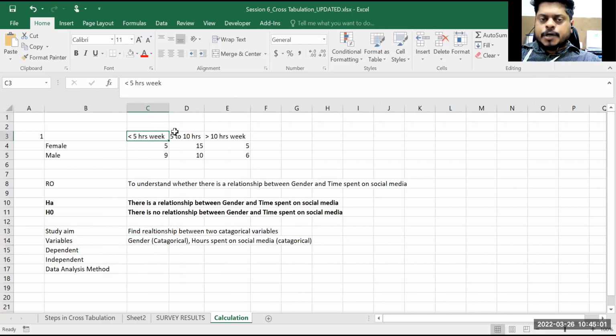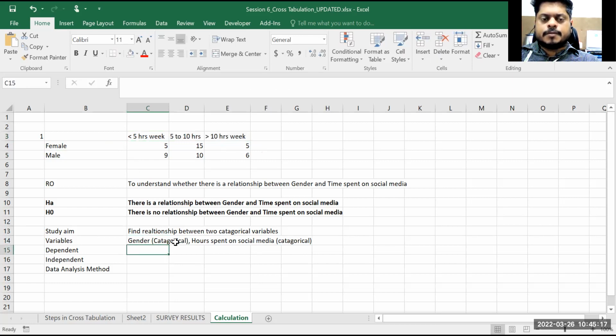So how you know categorical? Because these are three groups. Hours spent on social media, this is three groups only. This is a categorical data. Gender, male and female, there are two values, two labels, that is also categorical data, right? So nowhere it will be mentioned this is categorical. So this is, you have to understand.